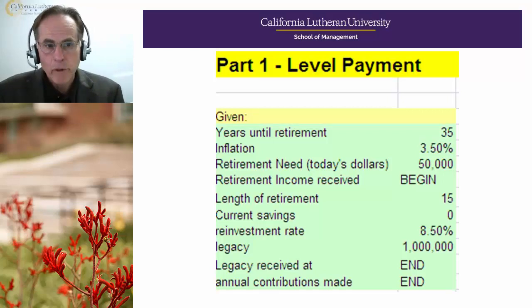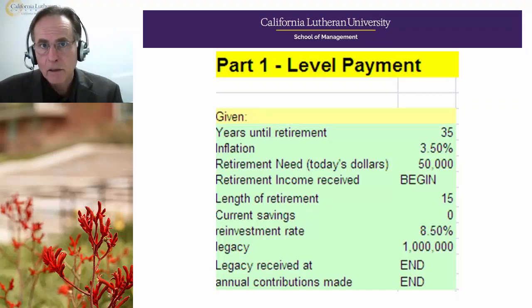To be conservative, we always take out retirement income in our calculations at the beginning of the period, and we do that because that just lowers the amount of compounding that could occur during the year. This is a little bit more conservative than assuming the money is going to come out at the end of the year or maybe partway through. So we'll use the beginning as an assumption.